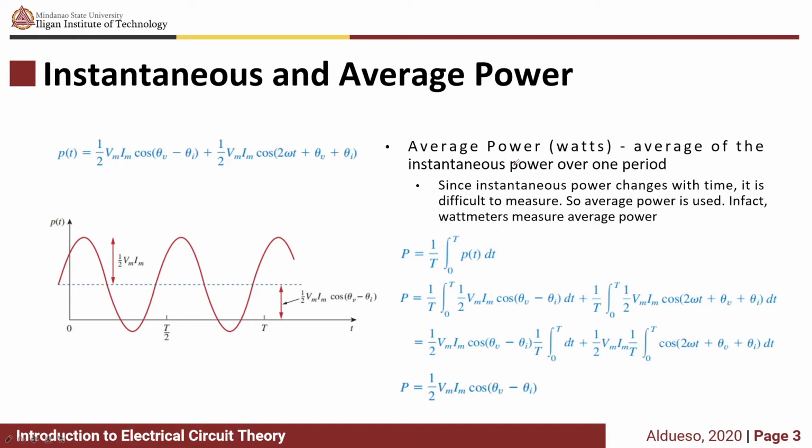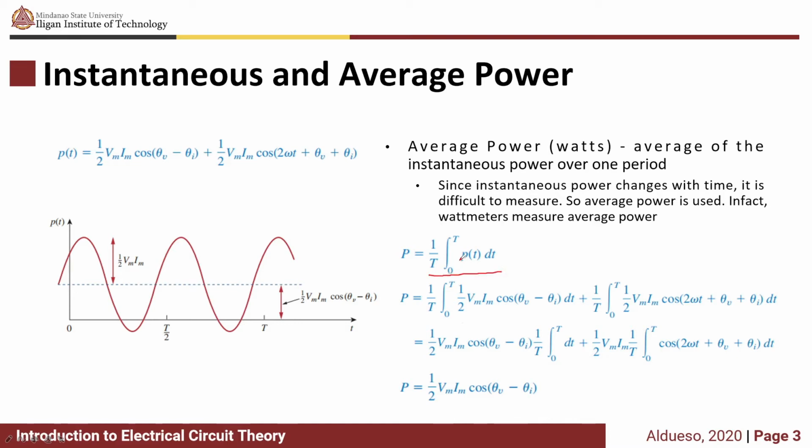Now the average power, measured in watts, is the average of the instantaneous power over one period. Since instantaneous power changes with time, it is difficult to measure, so average power is used. In fact, power meters measure average power. To get the average power, denoted by capital P, it is the average of the instantaneous power over one period.